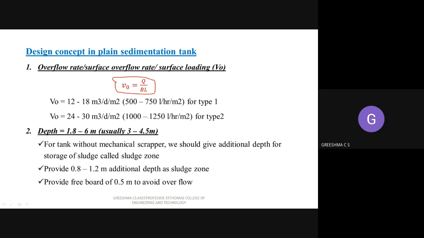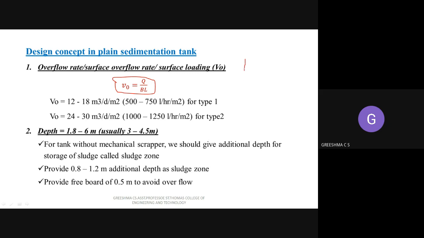Usually it will be taken as 3 to 4 meters. For a tank without a mechanical scraper, we should give an additional depth for the storage of sludge, called the sludge zone. So if there is no mechanical scraper, some depth should be given at the bottom for the storage of sludge.